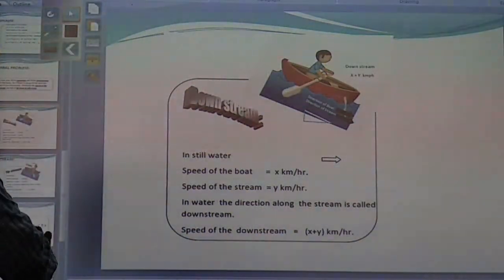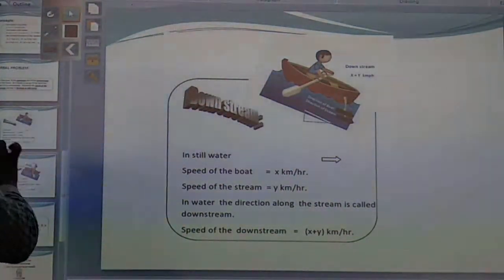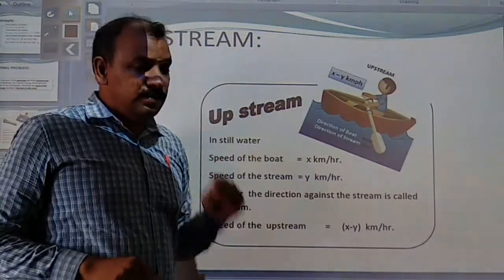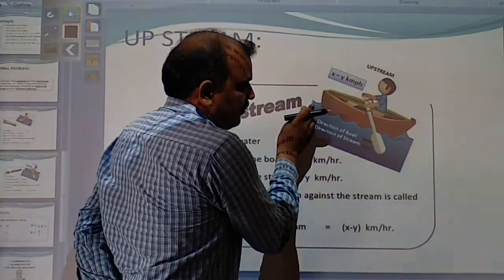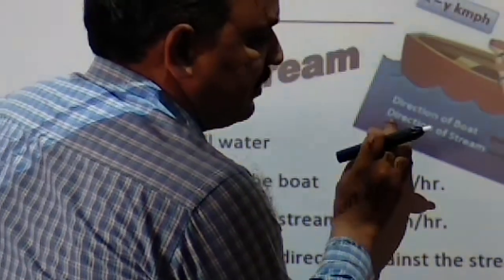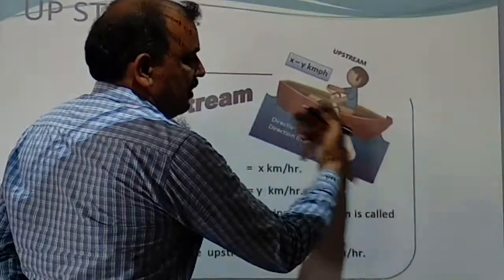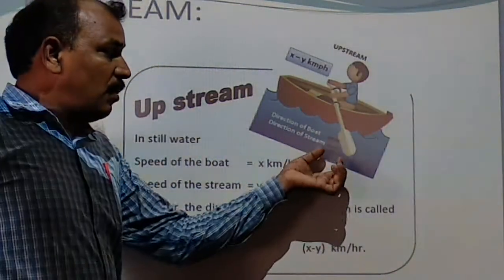Now we will see upstream. What is upstream? Observe the picture. Stream and boat. Stream flows from up to down. Direction of the stream is like this. But the boat travels upwards. That means direction of the boat is like this. So these two directions are in opposite ways.